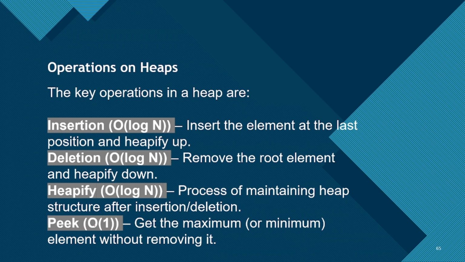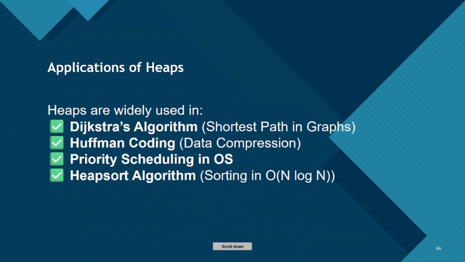Then the last one is peek, whose time complexity is O(1). Get the maximum or minimum element without removing it. Like we don't have to remove anything and we get the value.